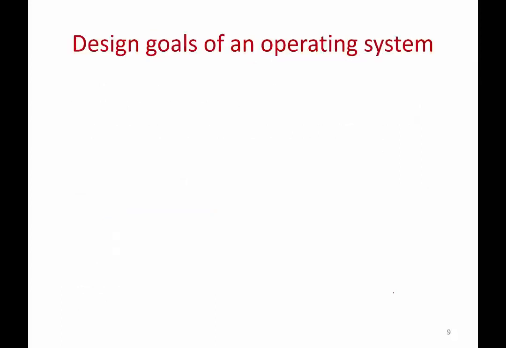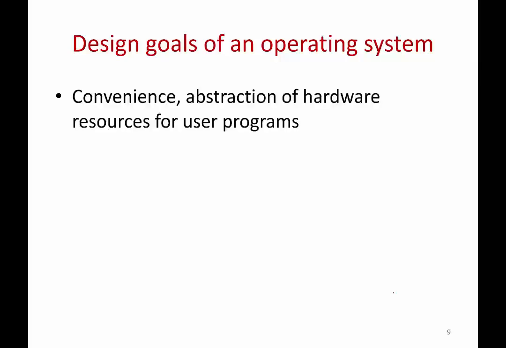So now we have a basic idea of what an operating system is supposed to do. Let's see what people keep in mind when designing an operating system. What are the design goals? Of course, the first and foremost goal is convenience, right? Why do we use an operating system, and why not just directly run our programs on the hardware? Because it's immensely convenient to use an operating system, because it abstracts out all the details of the hardware. So convenience, abstraction of hardware, this is the primary goal of an operating system.